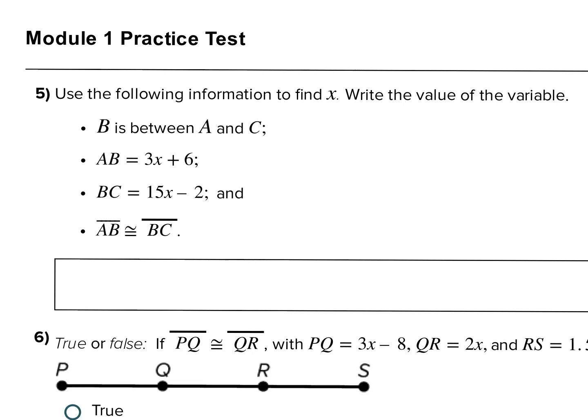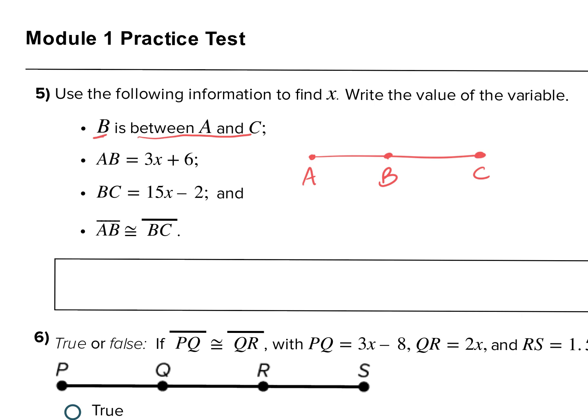Question 5 asks us to use the following information to find x and write the value of the variable. So the first thing it tells us is that b is between a and c. Okay, so that means I have a line segment where I have a and c, and b is between them.